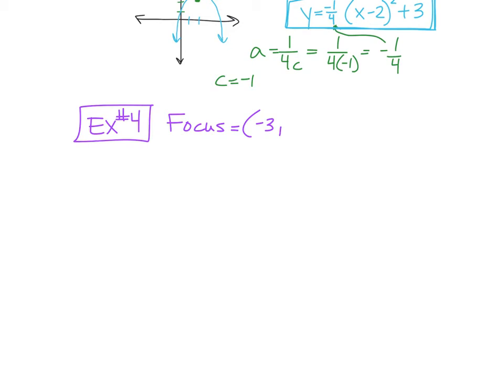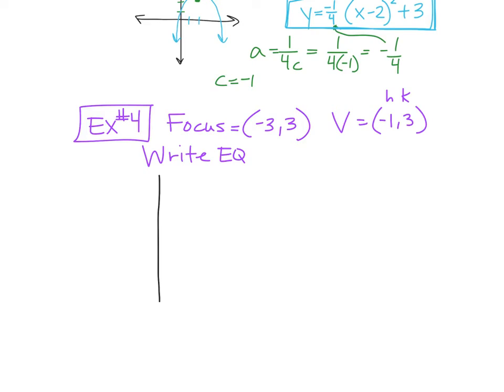The focus is negative 3, 3. The vertex is negative 1, 3. Remember, your vertex is h and k, right? And they are going to ask you to write an equation for the parabola. So like I said before, it makes a lot more sense, at least to me, if I just graph it so I can see what's going on. So if we set this up, a focus of negative 3, 3, 1, 2, 3, 1, 2, 3.